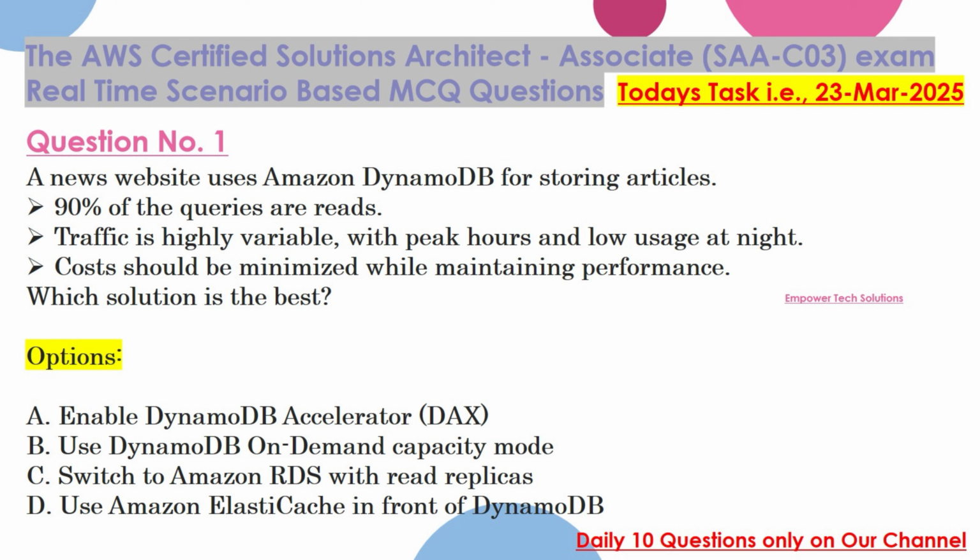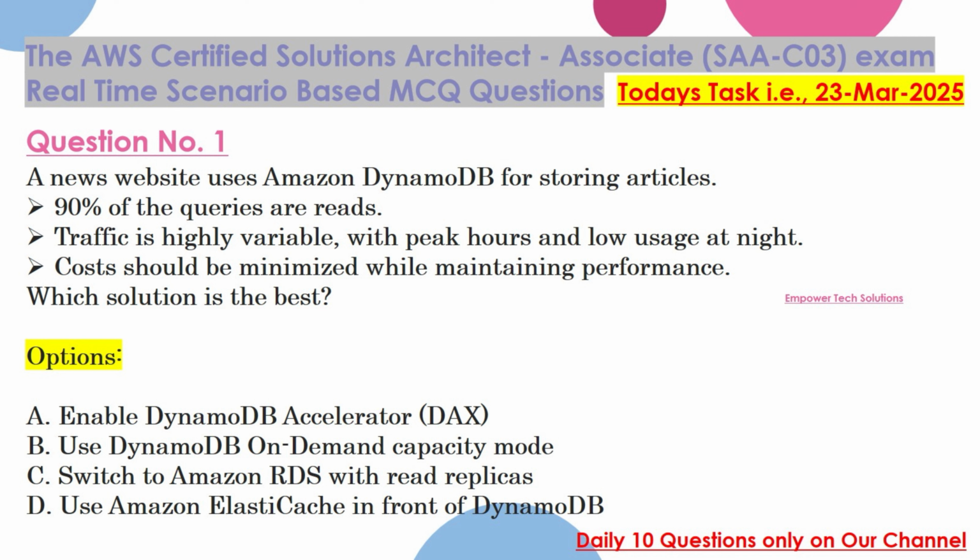Question 1. A news website uses Amazon DynamoDB for storing articles. 90% of the queries are reads. Traffic is highly variable, with peak hours and low usage at night. Cost should be minimized while maintaining performance. Which solution is the best?